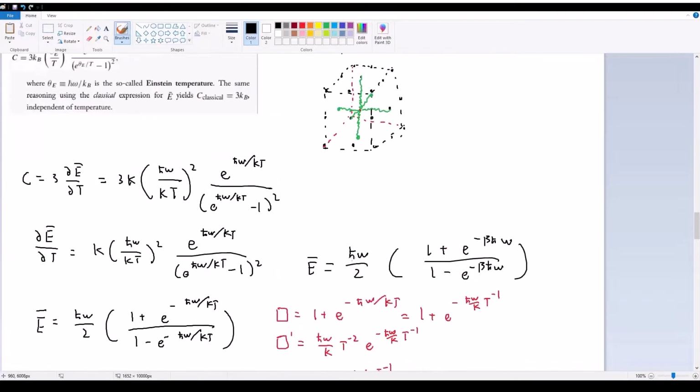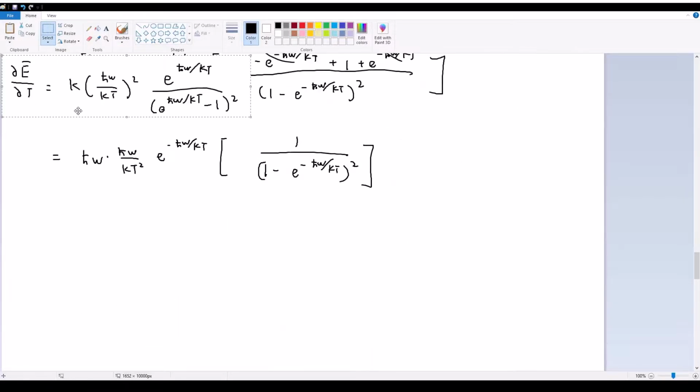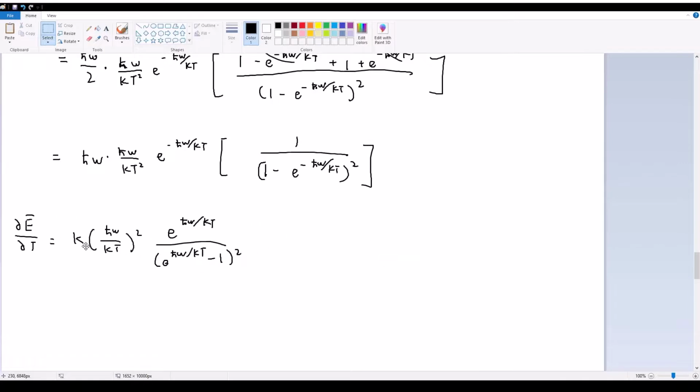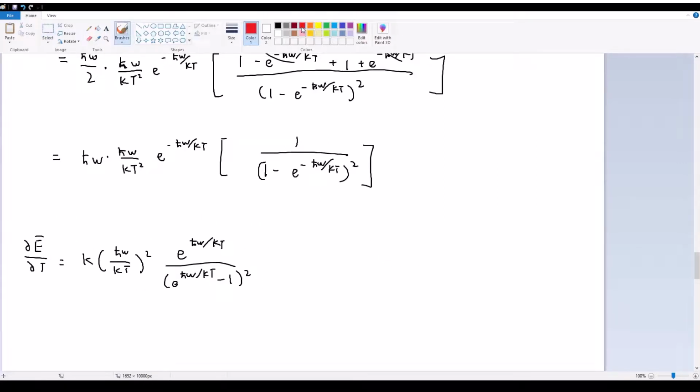Now let's look back up and see what we're supposed to be getting, so we can massage our equation to look more like this, right? So this is what we're trying to get. So I'm going to circle this in red.